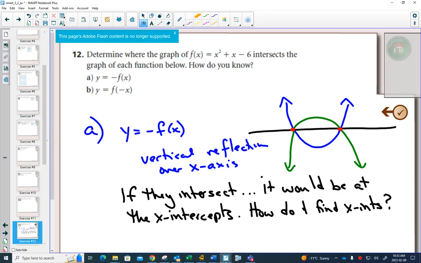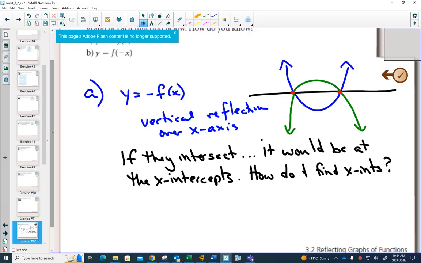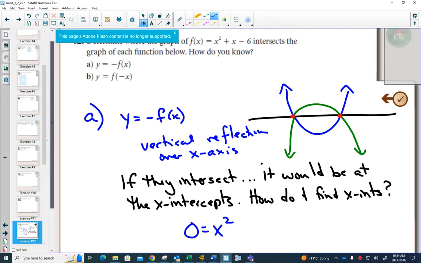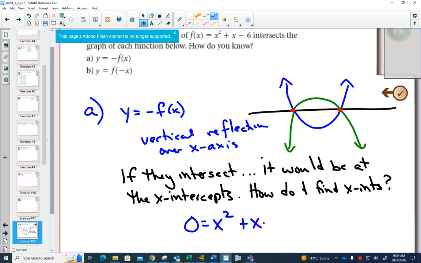How do you find an x-intercept? Algebraically, you would plug in 0 for y and solve for x. So now I look at my equation, and I don't have the green equation, but I don't need the green equation. I have the blue graph is the equation that's given. I could just plug in 0 for y, and I have x squared plus x minus 6.